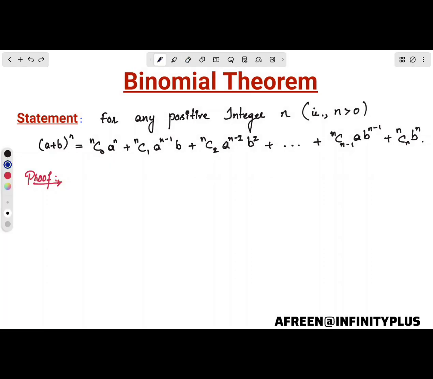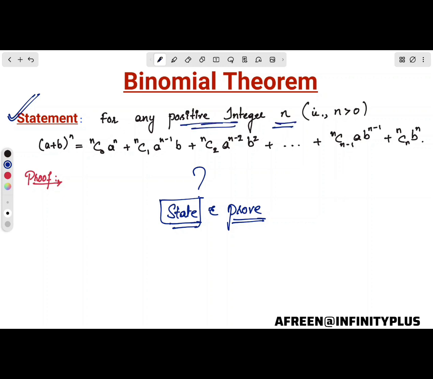In exams, first and foremost, they'll ask the question like: state and prove the binomial theorem. So in order to write the statement and the proof, first you should know the statement of the binomial theorem. It states that for any positive integer n, n should always be greater than 0, meaning it should be a positive number.